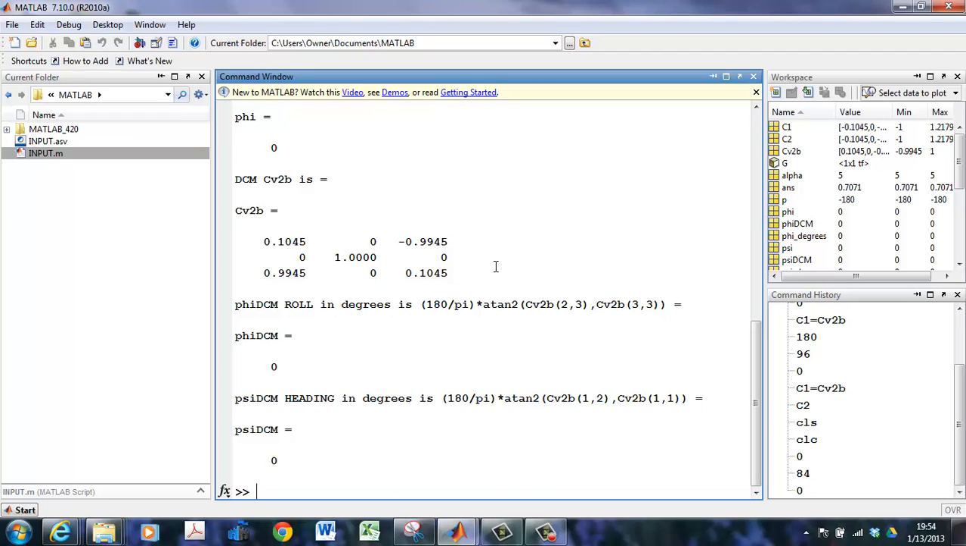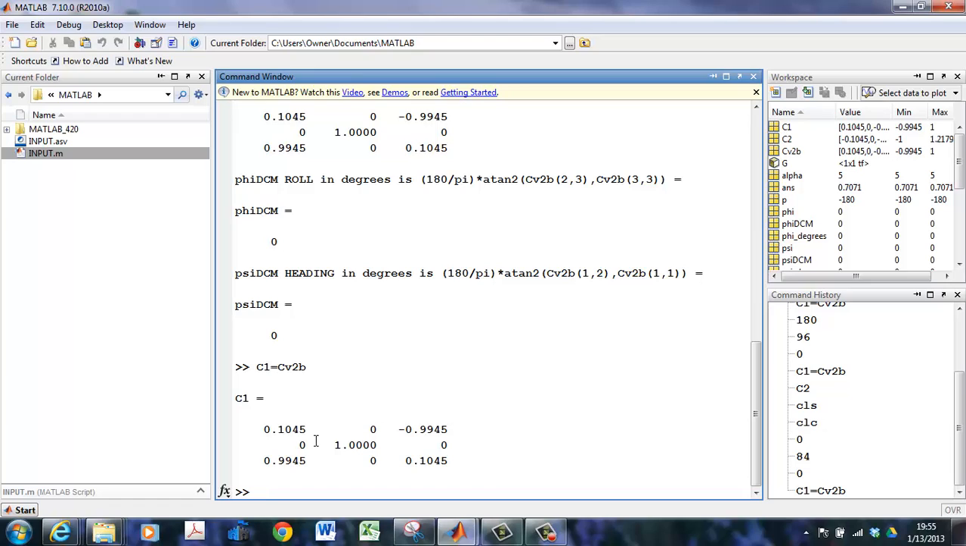And once again, heading psi is 1,2 divided by 1,1, and so that's 0. And roll is 2,3 divided by 3,3, element 2,3, second row, third column, divided by 3,3, is going to be 0 again. So we get 0, 0 once again, and I'm going to set matrix C1 equal to Cv2b so we can recall it later.